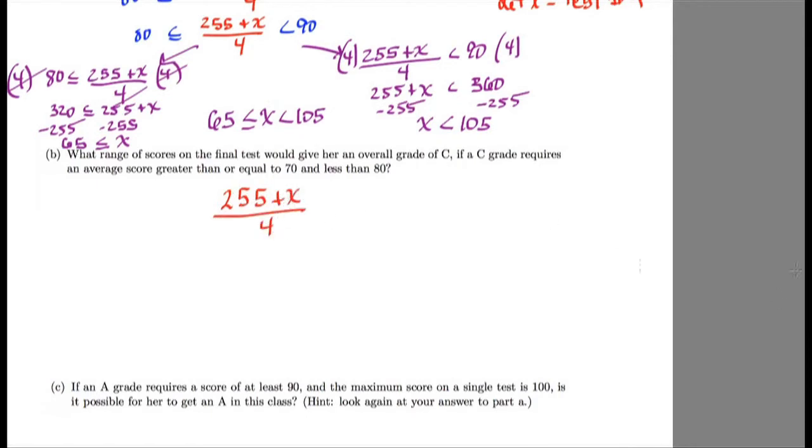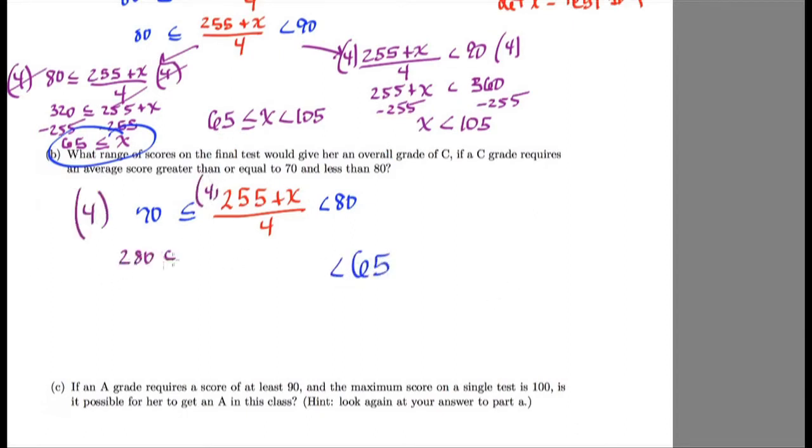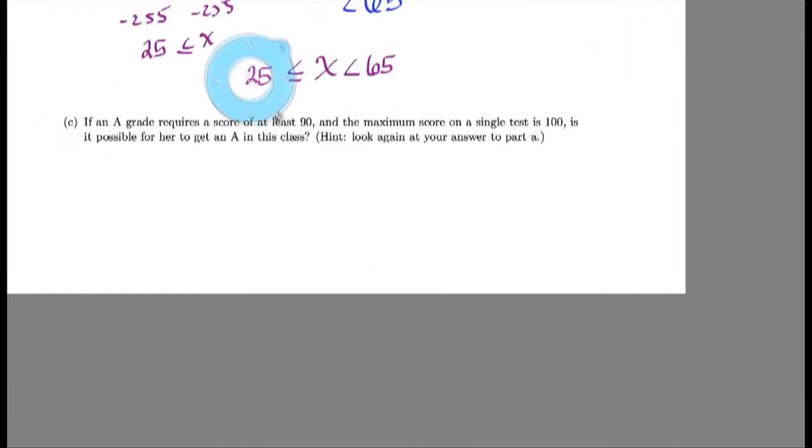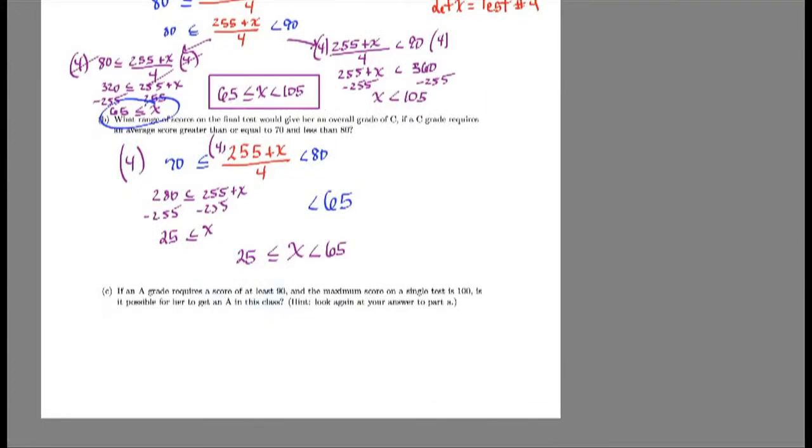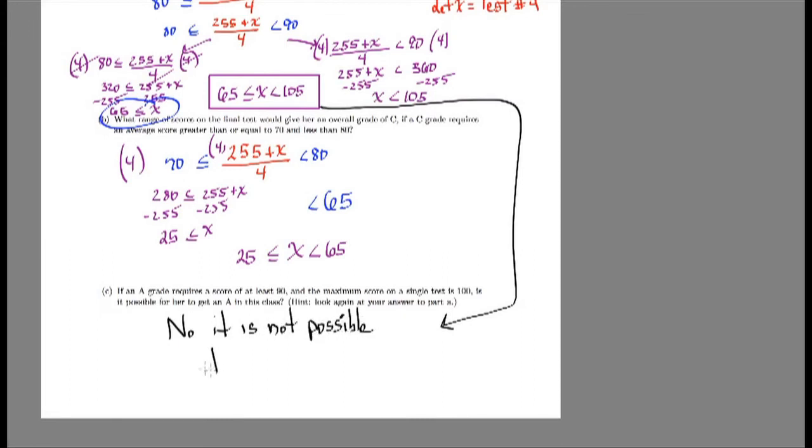In part B, I want to find what grade I would need in order for my average to be greater than or equal to 70 and less than 80. So we've already done the 80 part. We know that's 65. And for the 70 part, that would be 25%. Part C is just saying, is it possible to get an A for the course here? No, because there's no way I can get greater than 105 on the test.